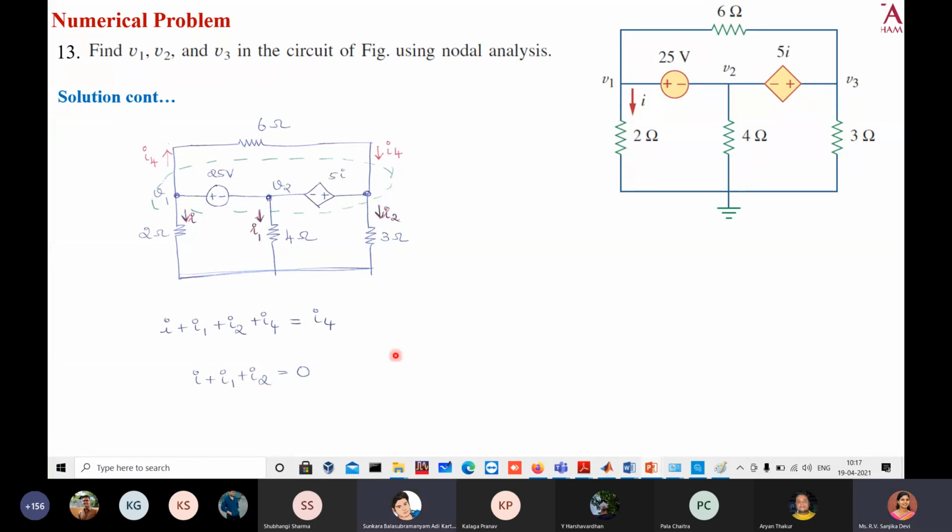Ma'am, when there is only one source, then we can take the I4? If you have any one source in one branch, then we can consider that I4. In that case, if suppose we are having only one voltage source, then only 3 branches are connected, right? So it means that all the 3 currents are leaving from that particular supernode.